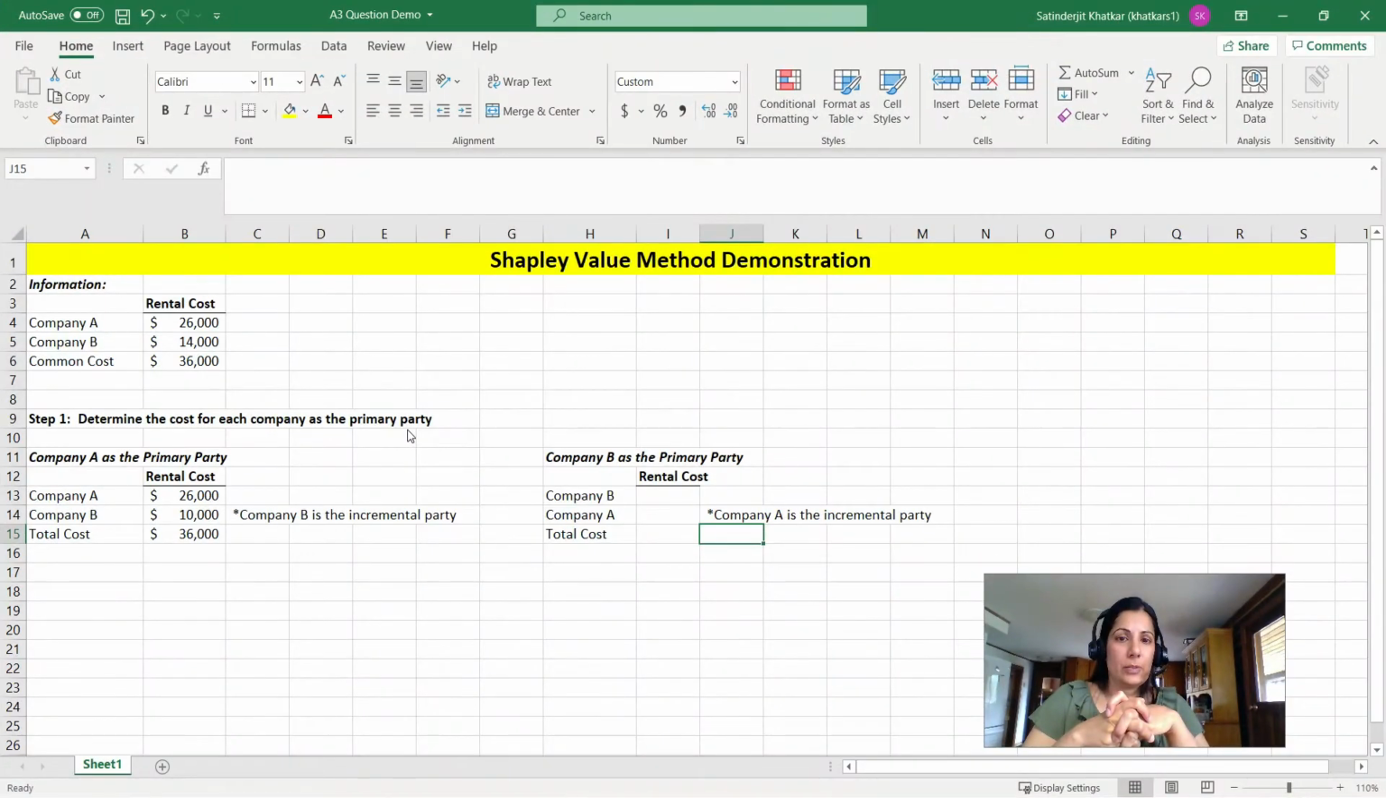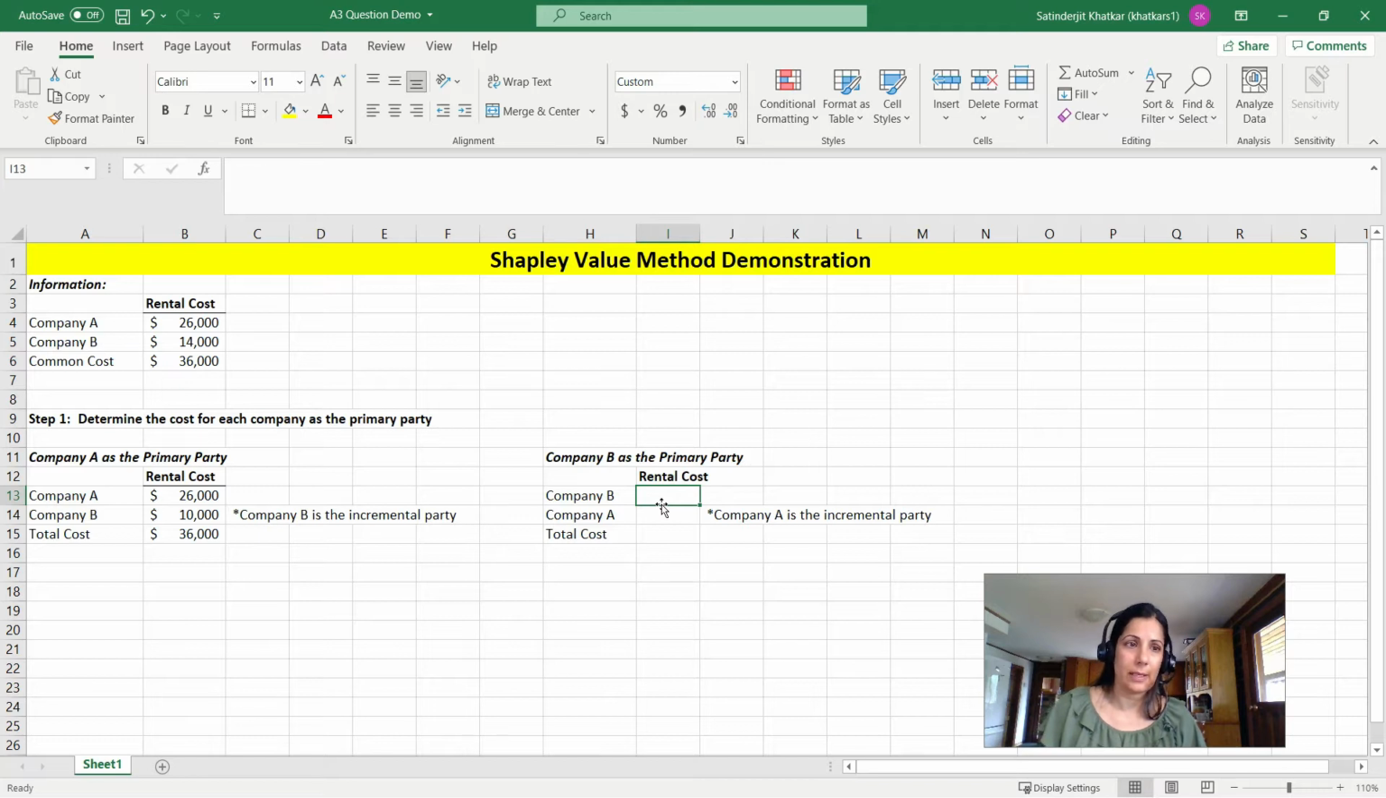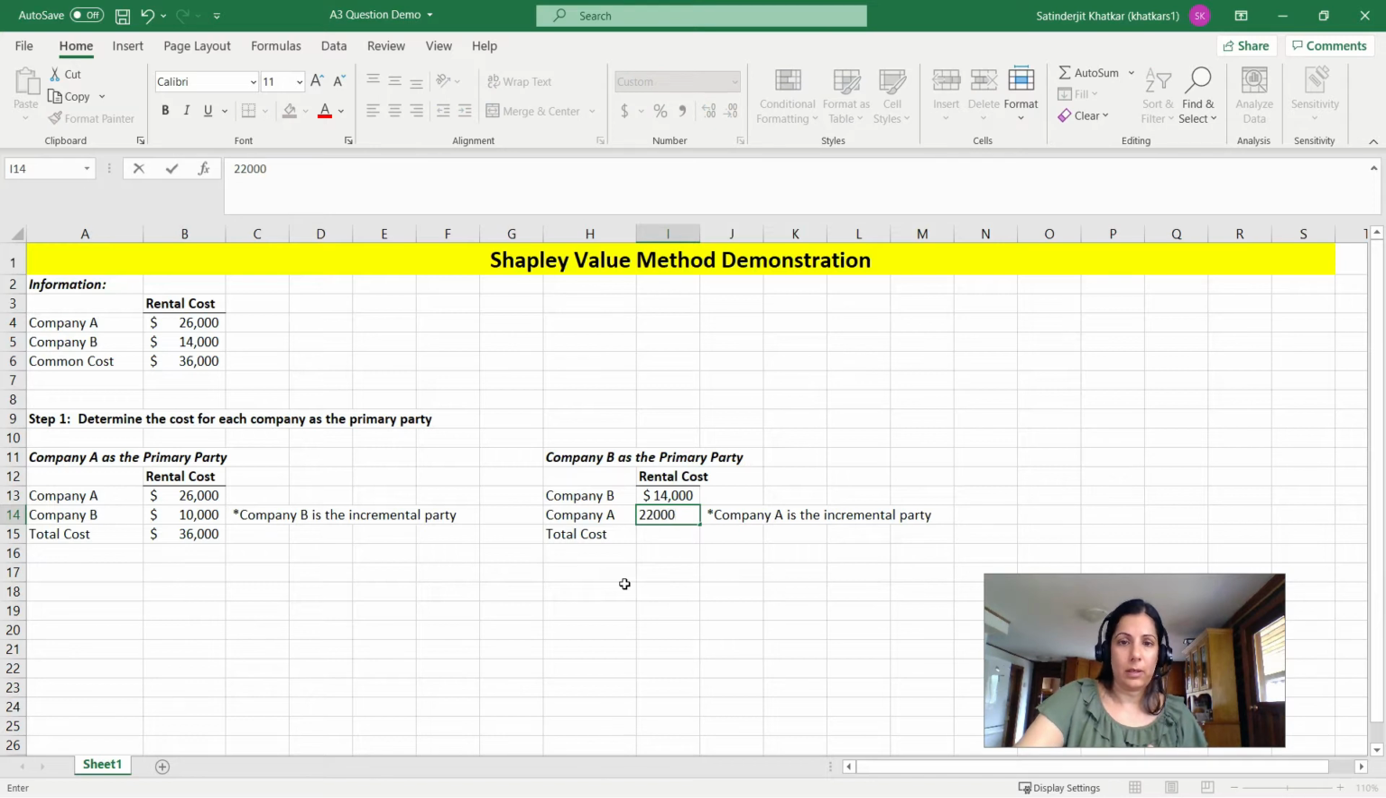Then you move to the next party and you assume that party is the primary party. So in this case, now we'll consider Company B as being the primary party. That means Company A is the incremental party. Company B's cost would be whatever they would have paid had they rented the equipment on their own, and in this case, as given in the information, $14,000. So Company A then would pay the difference. If $36,000 is our common cost and $14,000 is allocated to Company B, then Company A would pay $22,000. And then total costs again are a value of $36,000.